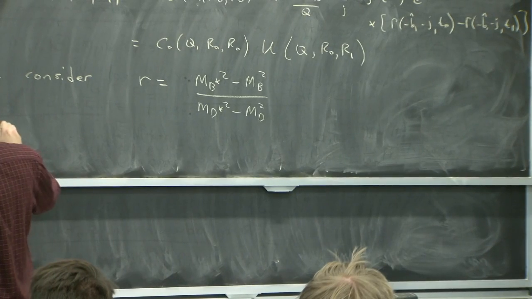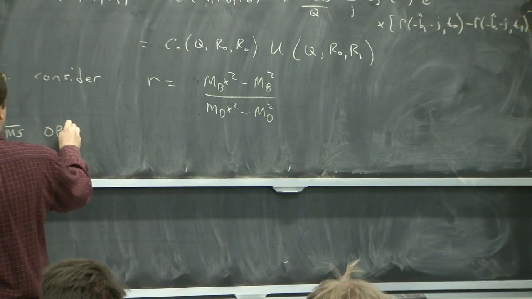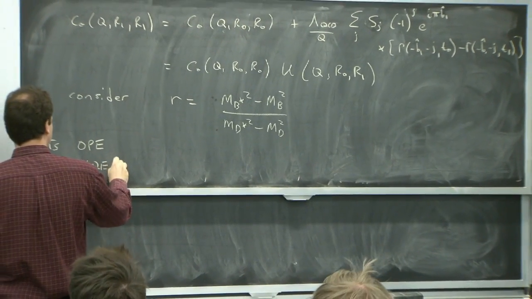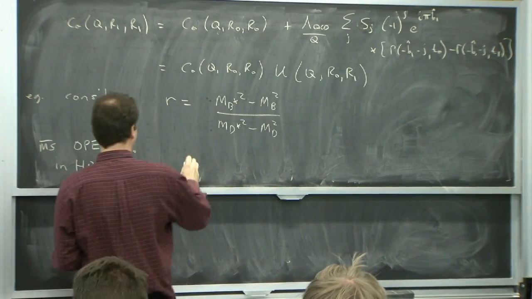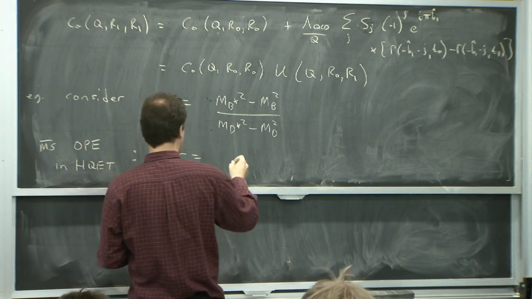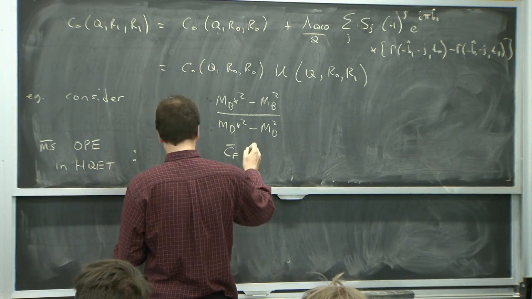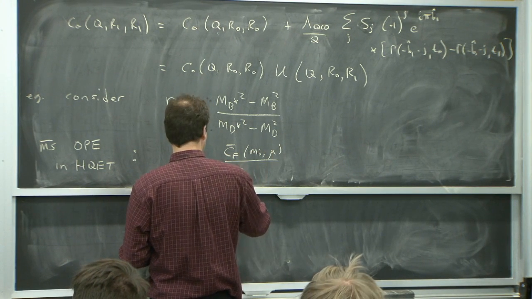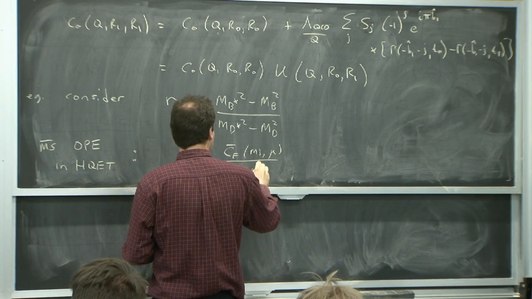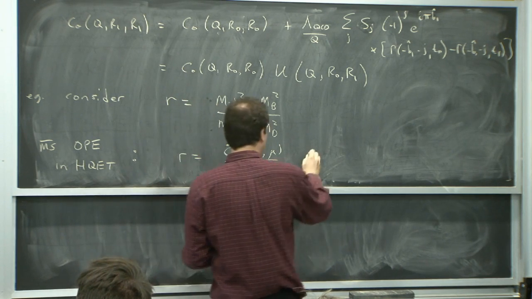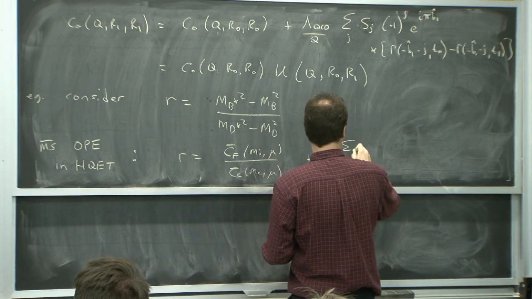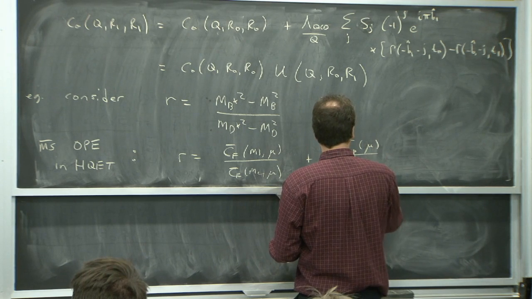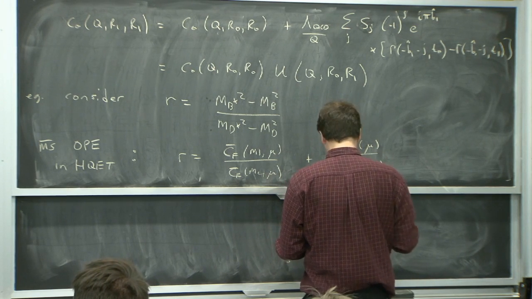So you can actually write down an MS bar operator product expansion, which is technically defined in HQET. And what it looks like is the first thing is just a ratio of Wilson coefficients. So we talked about this, and we plugged in the sort of leading log result, and we saw that it was working actually pretty well. And if you were to look at higher order terms in that OPE, there would be some power corrections to that. They've got some traditional names. The names are not too important.